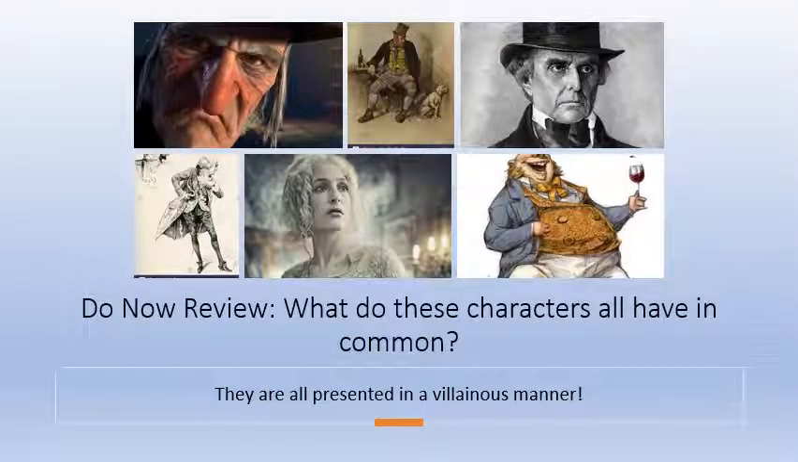Well, all these characters are presented in a villainous manner. That's what they've all got in common. I mean, Scrooge arguably does become a better person at the end, well, not arguably, he does. So he's a slight standout. The rest of them are relentlessly grim.